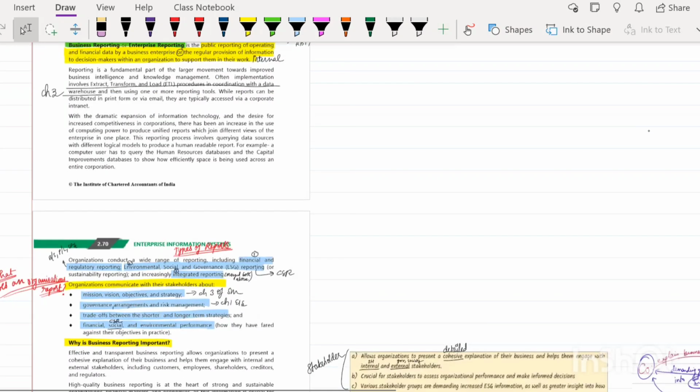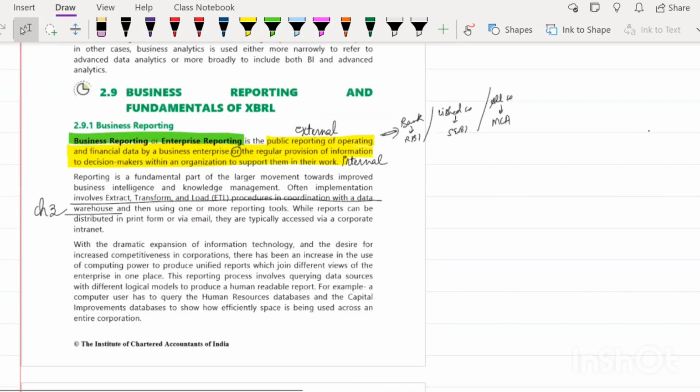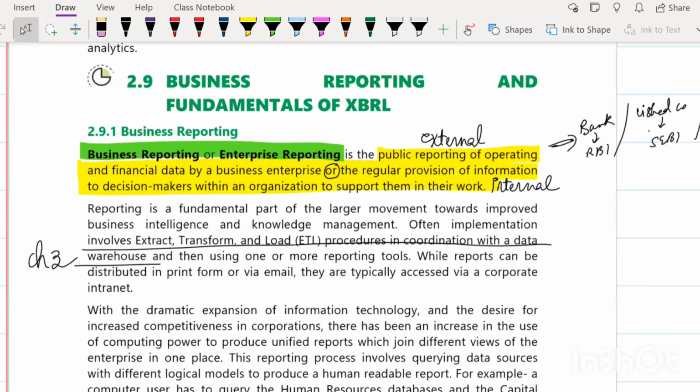Okay, fine. So the next one is business reporting and fundamentals of XBRL. So today we have read about MIS. Then we studied about data analytics. Then we studied about business intelligence. Now we are going to study about business reporting and fundamentals of XBRL.